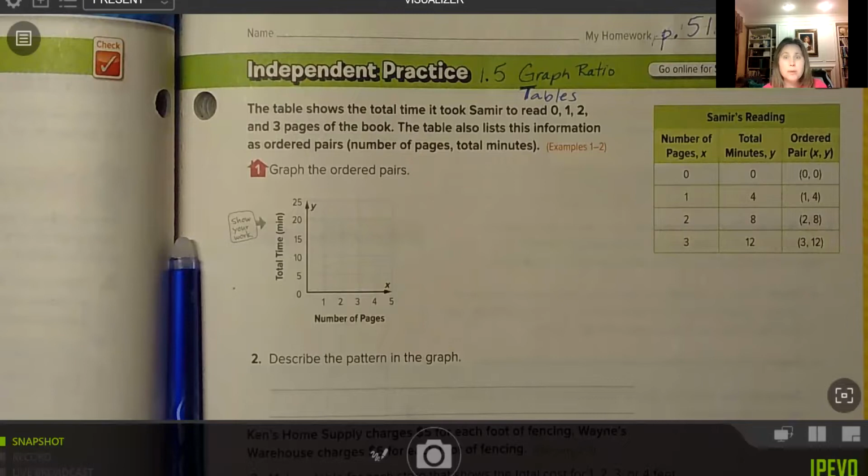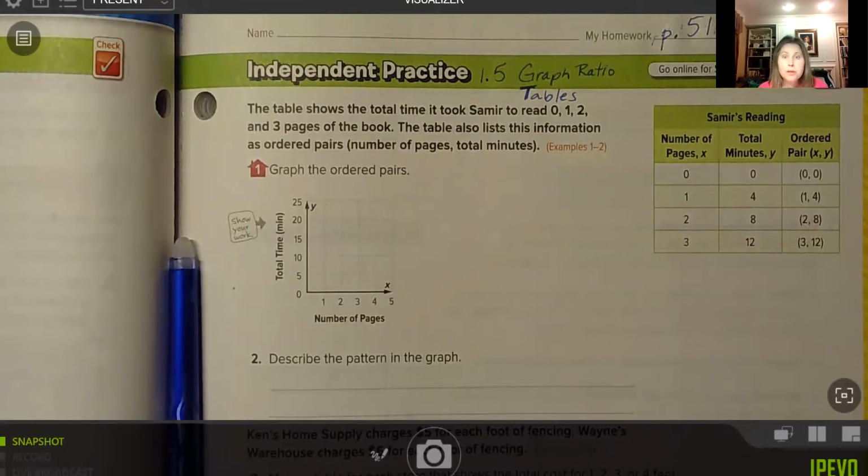Today we are working in Chapter 1, Lesson 5, Graphing Ratio Tables. We are on page 51 and we will be checking and working through problems 1 through 7 together, pages 51 and 52. So number 1, the table shows the total time it took Samir to read 0, 1, 2, and 3 pages of the book.